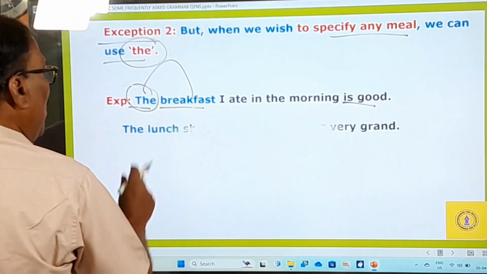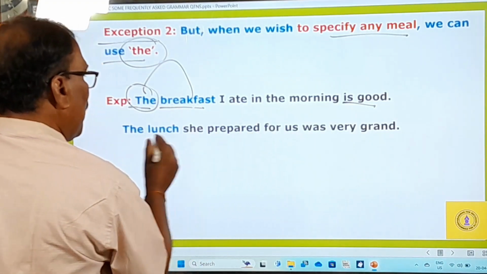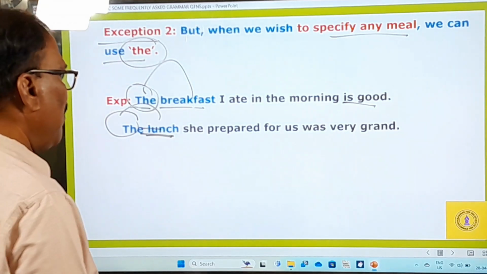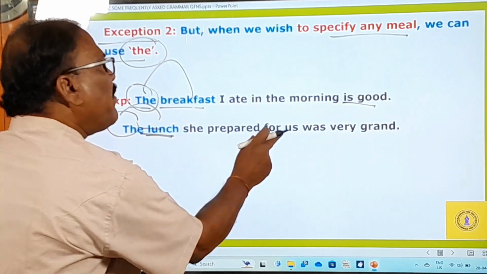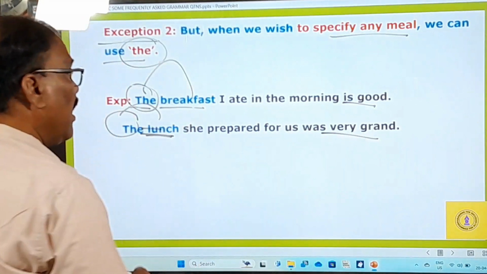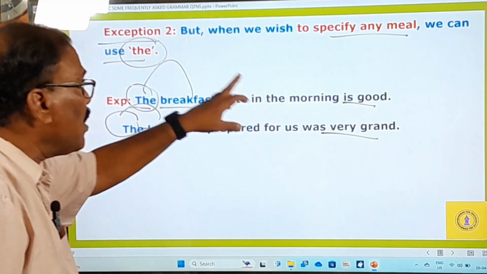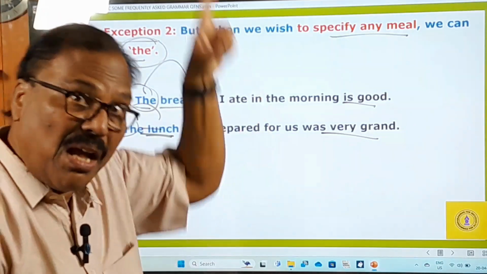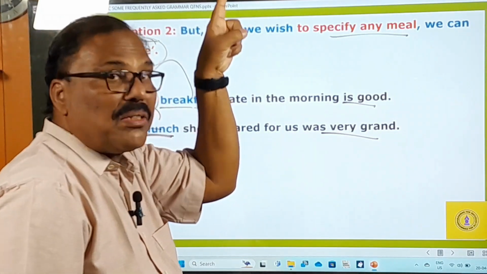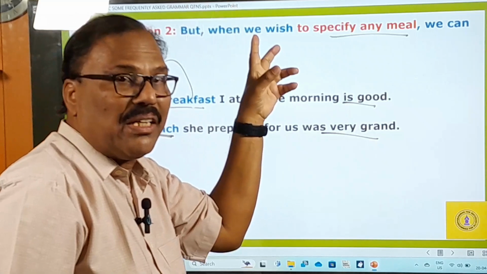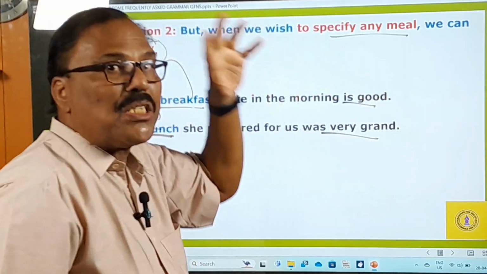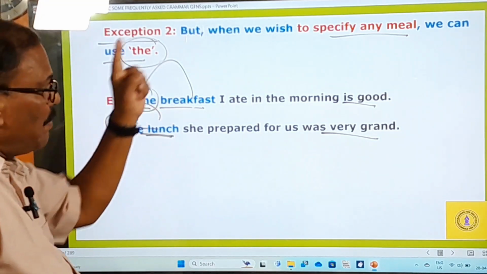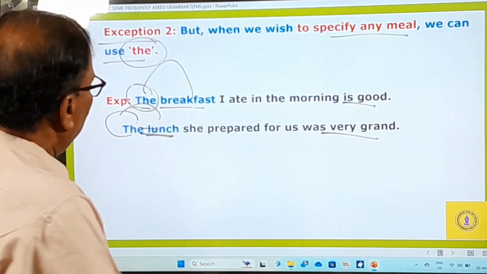And one more example, the lunch she prepared for us. Okay. Here, the lunch. What kind of lunch are you talking about? She prepared for us was very grand. The lunch she prepared. Which lunch? The lunch she prepared for us. You are talking about that lunch particularly. You are particularizing that lunch. You are specifying that lunch. And that's why you are using this. The lunch she prepared for us was very good. So then you can use that.